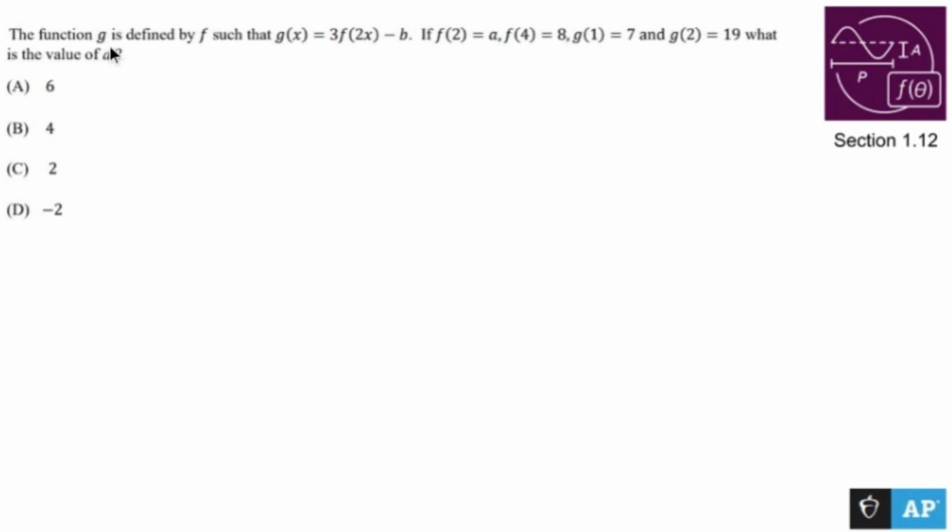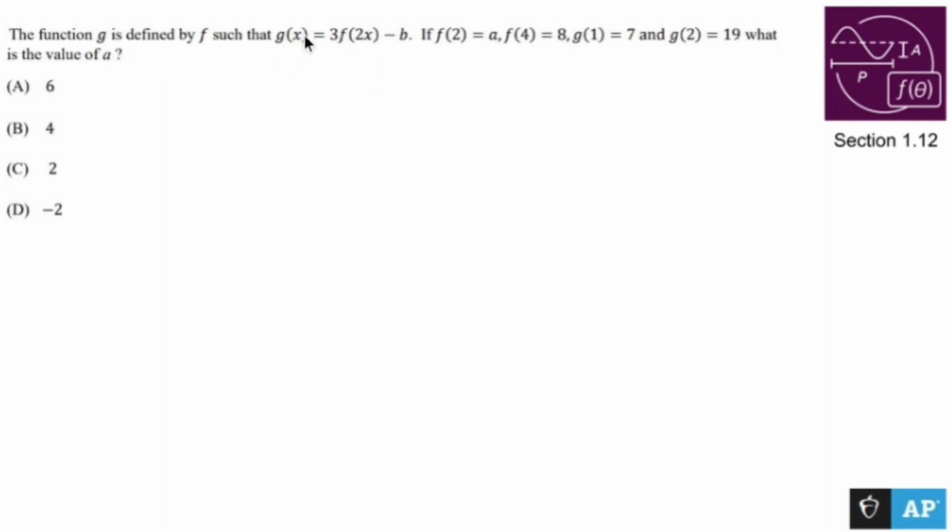The function g is defined by g of x equals 3 times f of 2x minus b. If f of 2 is a, f of 4 is 8, g of 1 is 7, and g of 2 is 19, what is the value of a? Well, let's see what I can do.